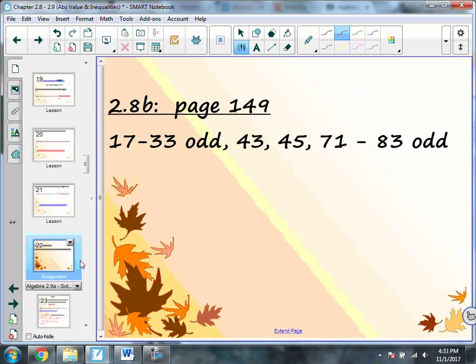Your assignment for this one is in your textbook: 17 through 33 odds, 43, 45, and then 71 through 83 odds. Please be sure to graph if they tell you to graph, so pay special attention.